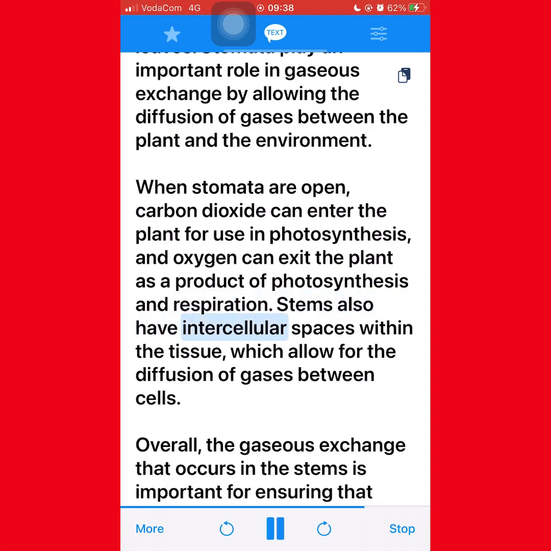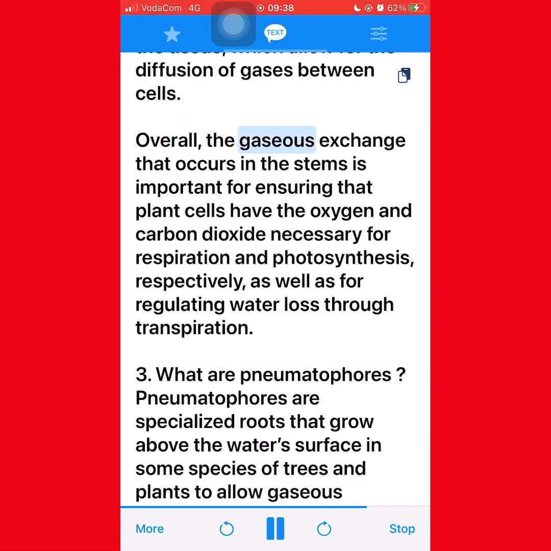Stems also have intercellular spaces within the tissue, which allow for the diffusion of gases between cells. Overall, the gaseous exchange that occurs in the stems is important for ensuring that plant cells have the oxygen and carbon dioxide necessary for respiration and photosynthesis, respectively, as well as for regulating water loss through transpiration.